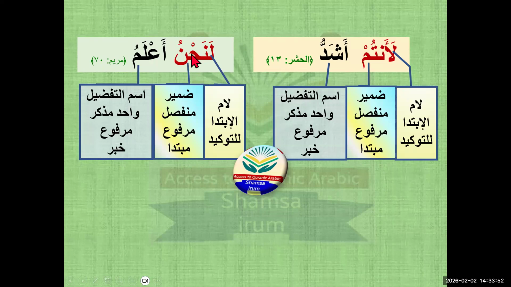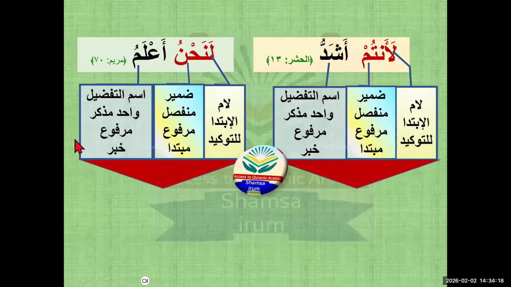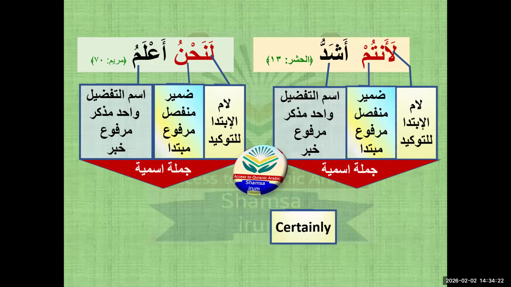And look at nahnu. Nahnu is plural. It means we, not I. So nahnu, number-wise, is plural, but the khabar here is singular, a wahid. This khabar will not change, it will not follow the mubtada if the khabar is ismul tafdil. It will not change the number, it will not change the gender. They both are jumla ismiya. Let's move on to the translation now.